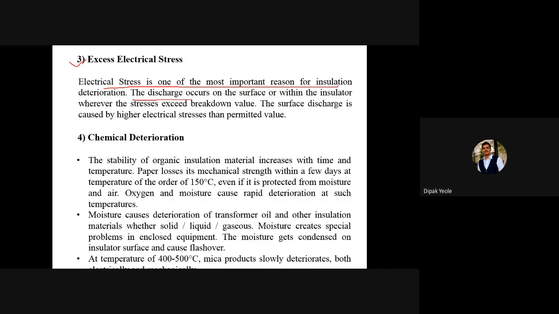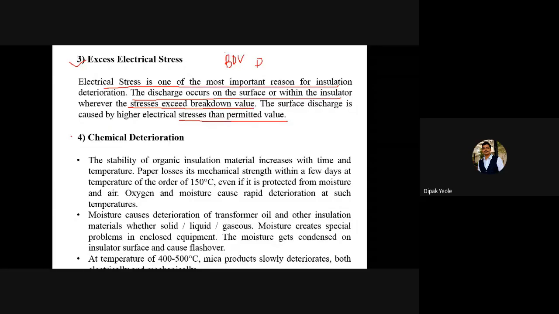The discharge occurs on the surface or within the insulator whenever the stress exceeds the breakdown value. आणि तुम्हाला कळत असेल की आपण ब्रेकडाऊन व्हॅल्यू ही आयडेंटिफाय केली होती, ब्रेकडाऊन व्होल्टेज हे आपण आयडेंटिफाय केलं होतं इन केस ऑफ युअर इन्सुलेटर. Yes. If the breakdown voltage is observed then one can say that material is punctured. Yes. The surface discharge is caused by higher electrical stresses than permitted value. So this is the third cause.